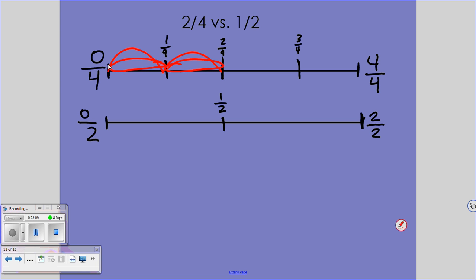Is that the fraction we're trying to find? No, I'm trying to only find 2/4. So once I get to 2/4, I'm going to stop. Same with my bottom fraction. I'm trying to get to only 1/2, and so I'm going to make my circle or my jump to 1/2, and then I'm going to stop. Whichever way works for you, I don't care.